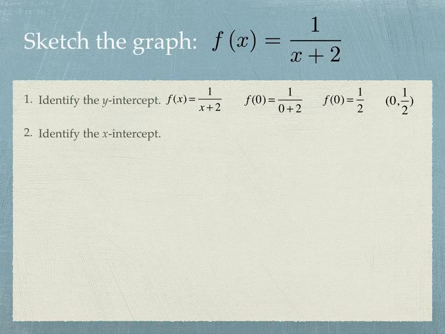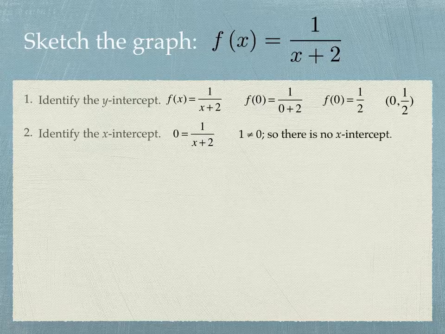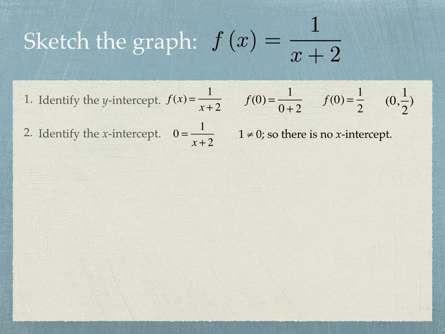Now our x-intercept, we do that by setting y equal to 0. We notice here the only way that the expression on the right could equal 0 is if the numerator is 0. But because 1 will never equal 0, there is no x-intercept.